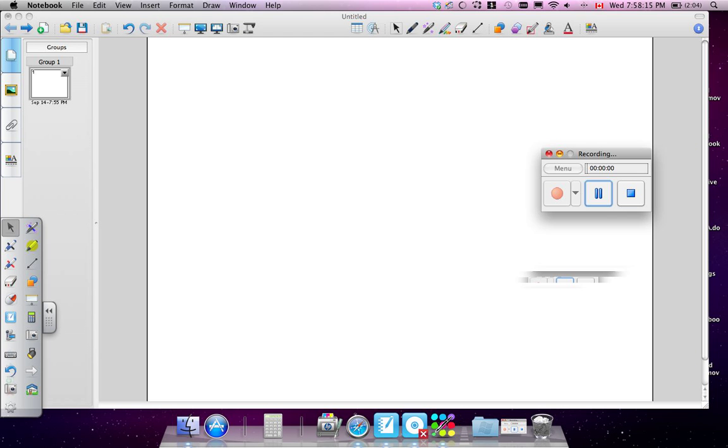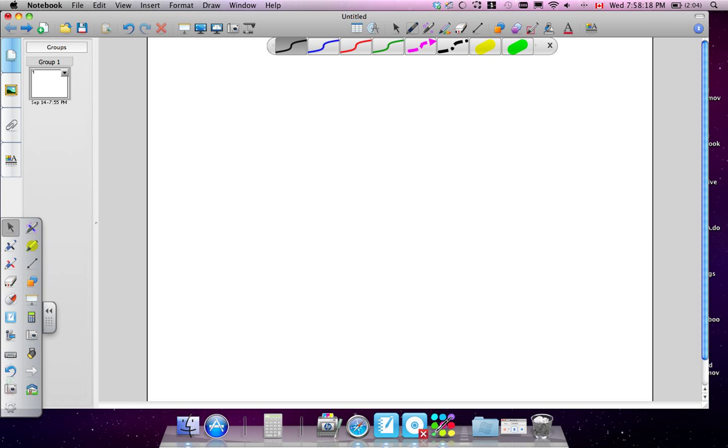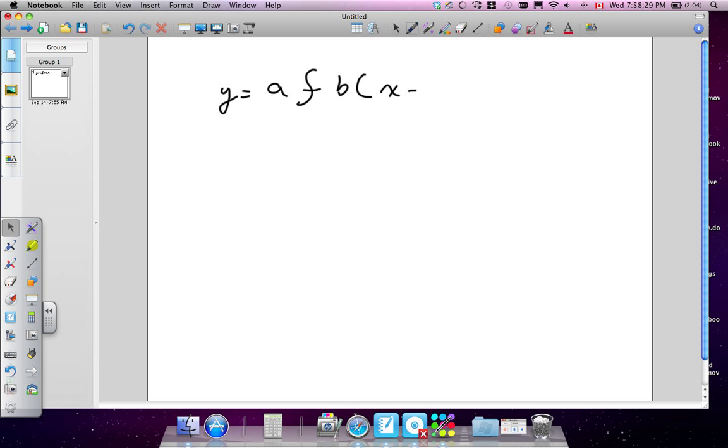So we had our function. Say we had y is equal to a, the function of b(x minus h), plus k, right? This is our skeleton model. It depends what the actual function is we're dealing with. In this case, they are dealing with a square root function.